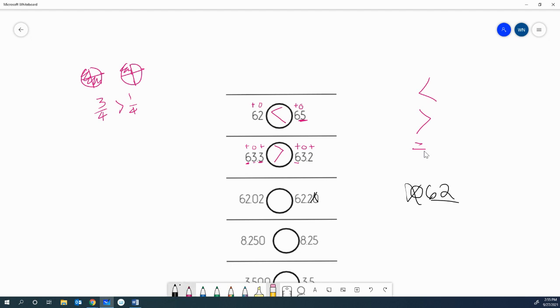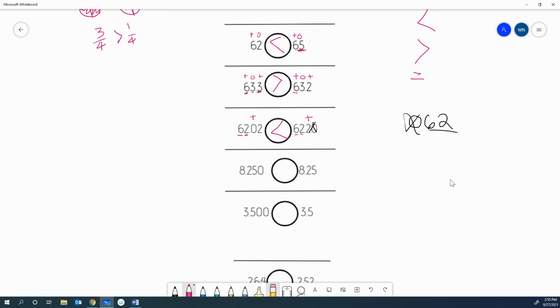So let's compare these numbers. In the tens place, we have 6s, so those are the same. In the ones place, we have 2s, so those are the same. But take a look at this tenths place. In this tenths place, there's a 0. But in this tenths place, there's a 2. I know that the 0 is less than the 2. Let's move on to the next one.